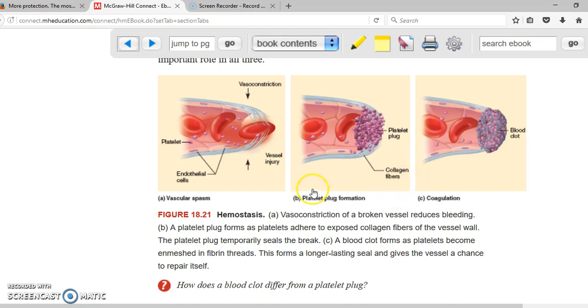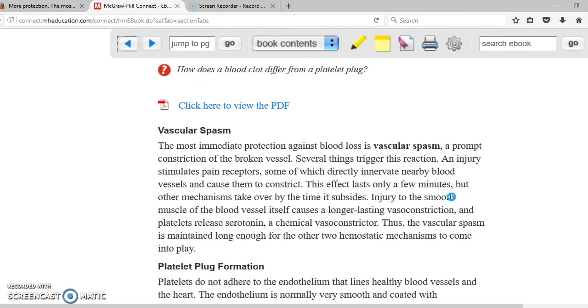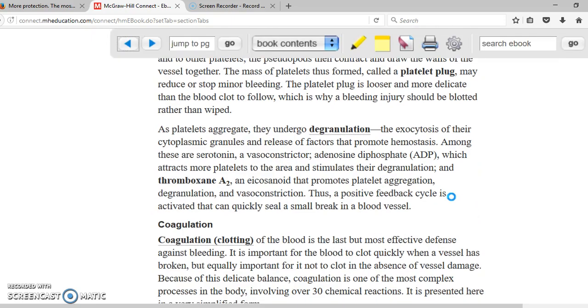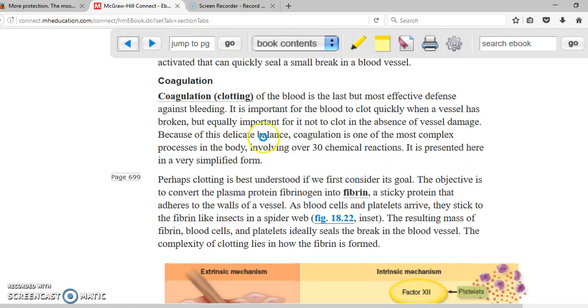So then the first step, again, we say vascular spasm, vasoconstriction. Step number 2, platelet plug formation. Step number 3, coagulation. So let's take a look what happens after you form the platelet plug. In this case, we're going to look at the steps of coagulation. And that's what we have right here, coagulation.